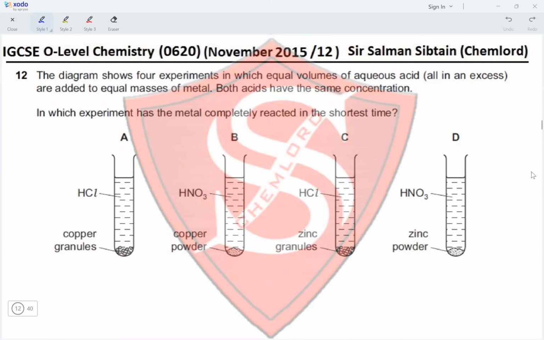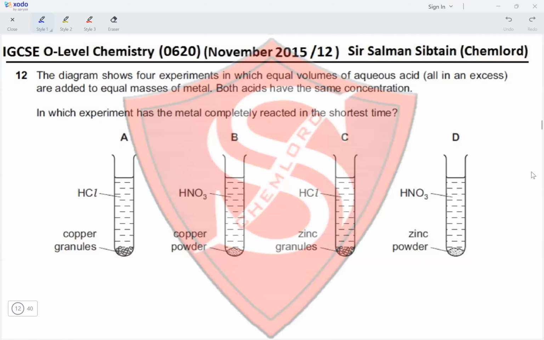So HCl will not react with copper granules. HNO3 will react with copper granules, but very slowly. So next we have HCl with zinc granules, which will react. And okay, in B it is HNO3 with copper powder, not granules. So it will react, but again the reaction would be relatively slow.